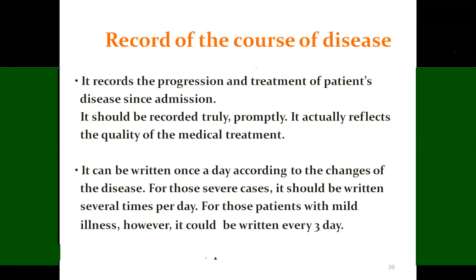Record of the course of the disease. What is this? It records the progression and treatment of the patient's disease since admission. So this is another thing. It should be recorded truly and promptly. It actually reflects the quality of the medical treatment. It can be written once a day according to the changes of the disease. For severe cases, it should be written several times per day. For patients with mild illness, however, it could be written every 3 days. So this is another record.